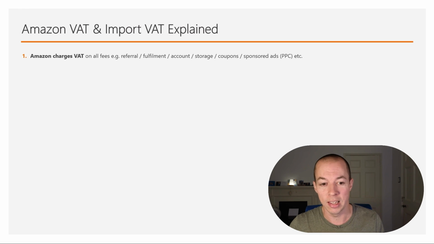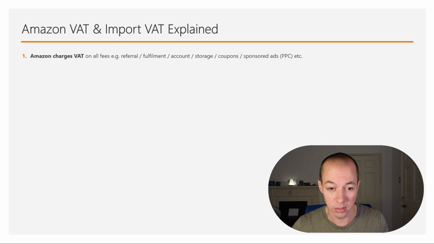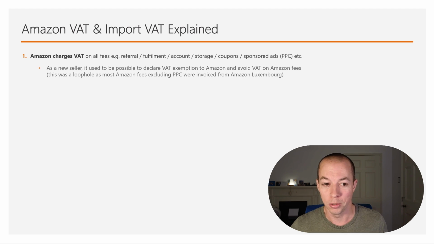Amazon charges VAT on all of their fees, and Amazon have an awful lot of fees. So, some examples here: you've got the referral fee, fulfillment fee, account fee, storage fee, coupon fee, sponsored ads, PPC, etc. So they charge a lot of fees, and there's VAT to be paid on all of those fees.